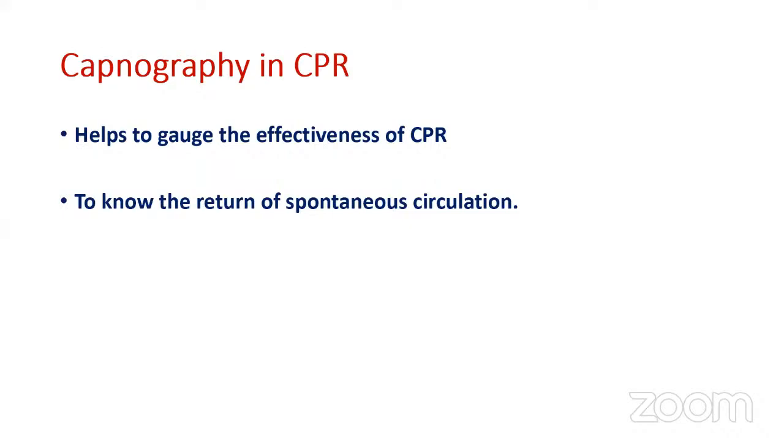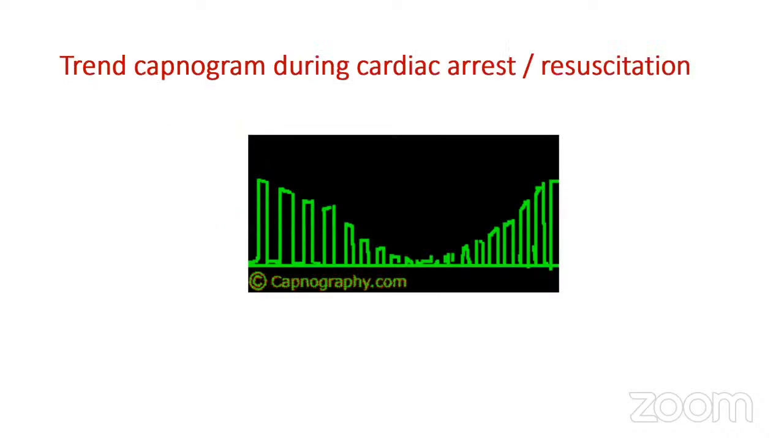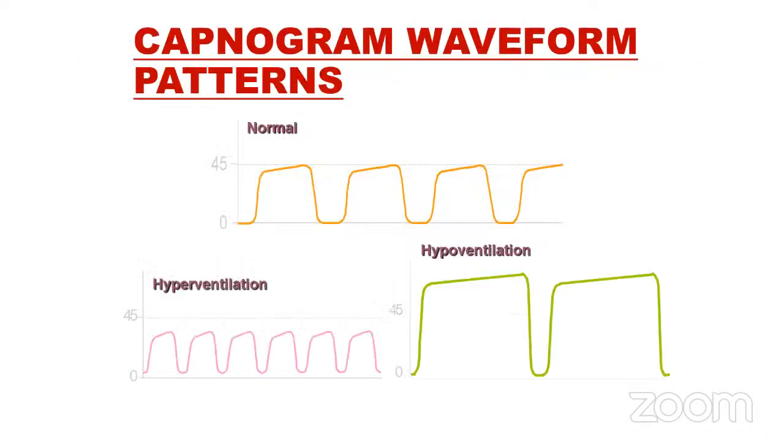So capnography in CPR helps to gauge the effectiveness of the CPR and also to know the return of spontaneous circulation. Here we can see that there is a fall in the ETCO2, and slowly with the ROSC, there will be an increase in the end-tidal carbon dioxide.